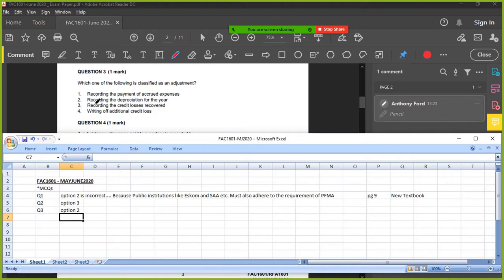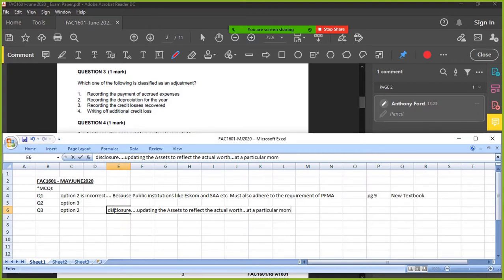Depreciation is provided for at year end because depreciation is disclosure. It's updating the assets to reflect the actual worth at a particular moment in time. A depreciation is not a transaction. Okay, depreciation is an adjustment. Okay, these are transactions.